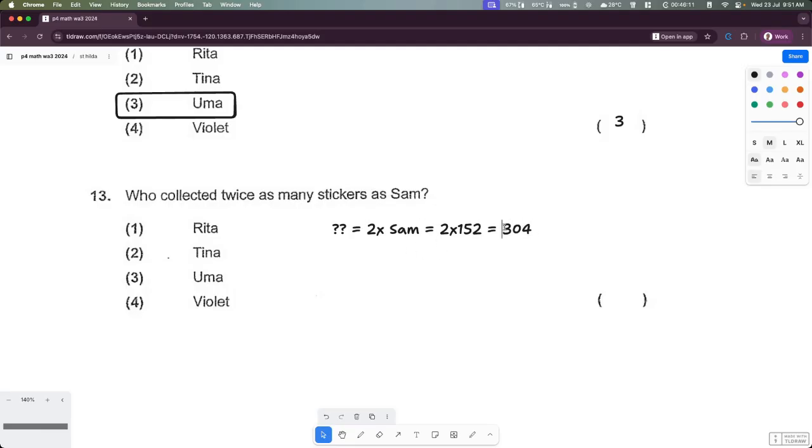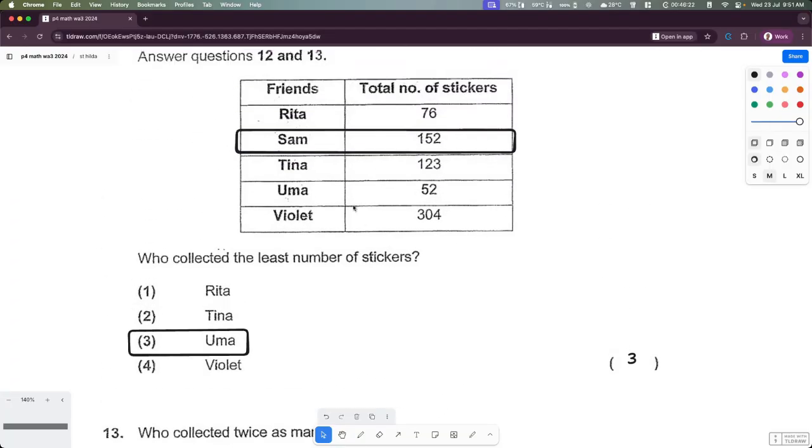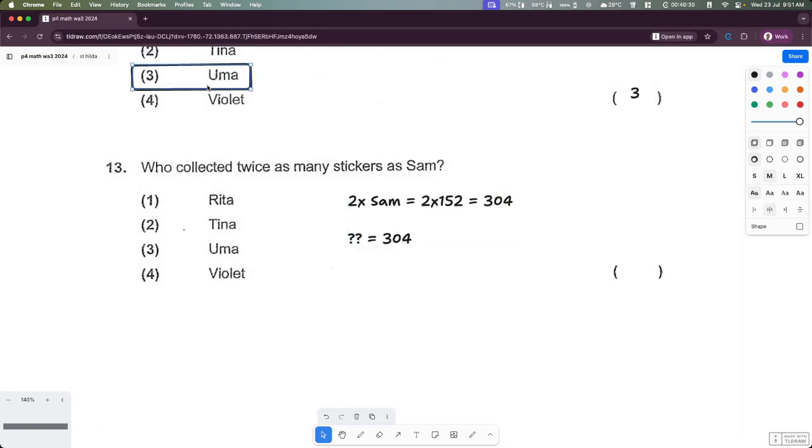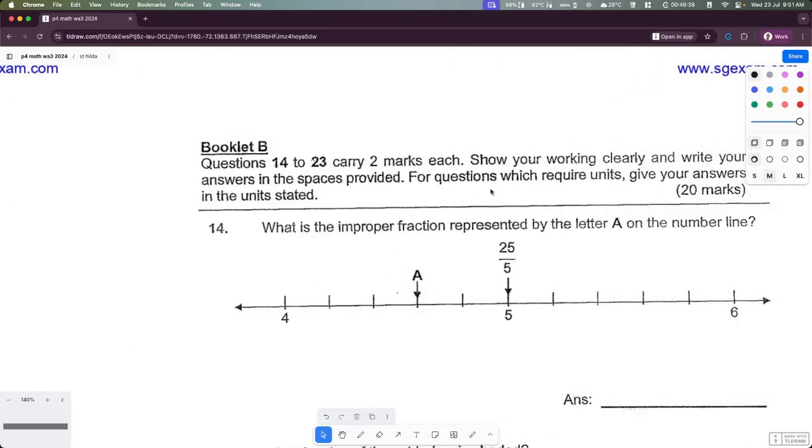So we want to look for 304. Who is the one that collects 304 stickers? Let's see, anyone got 304 stickers? The answer is here. Violet. So in this case, the answer to this question is Violet, which is option number 4. All right, let's move on to the next question.